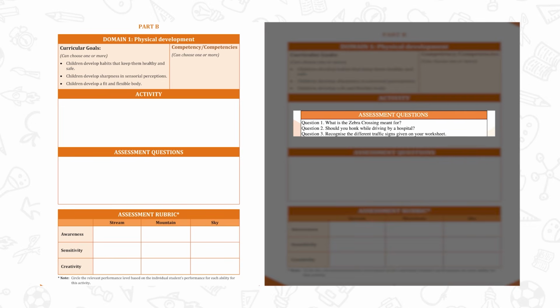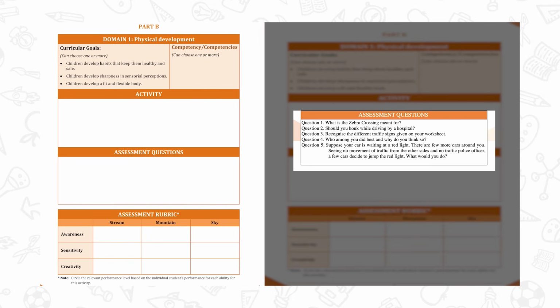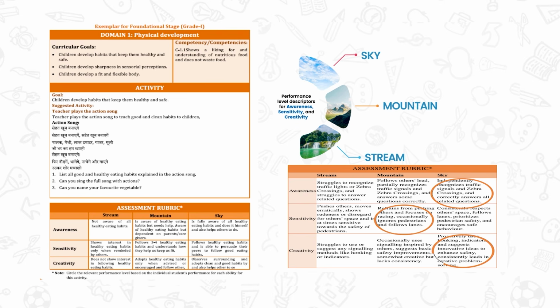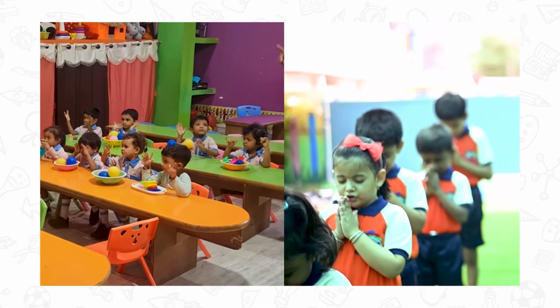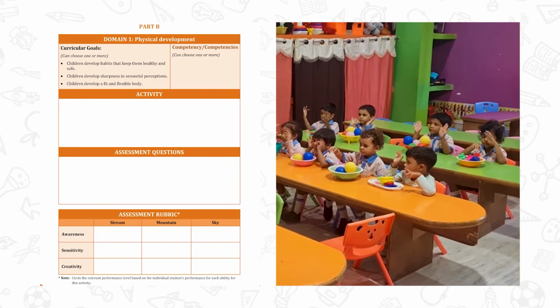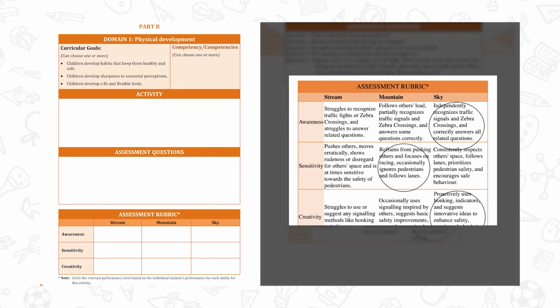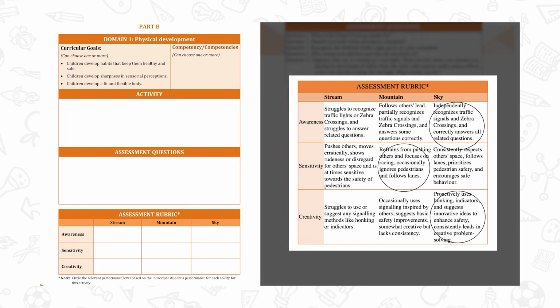The teacher then writes the assessment questions based on the activity. Then the teacher writes rubrics for the three abilities across three performance levels. Remember, the rubrics are created based on the activity and what we expect learners to do and achieve in the activity. Once teachers observe a learner, they mark their performance on the grid for each ability.